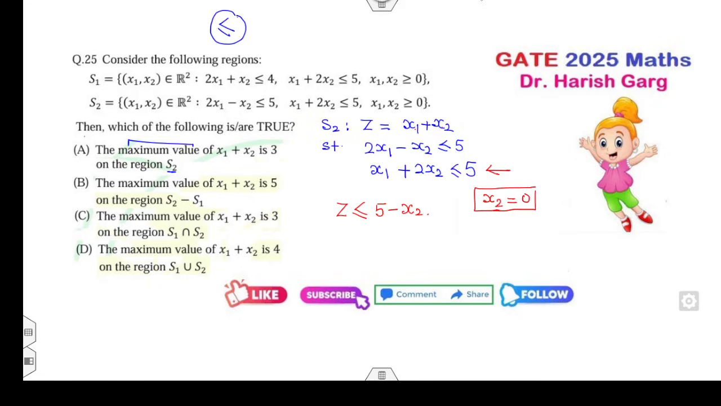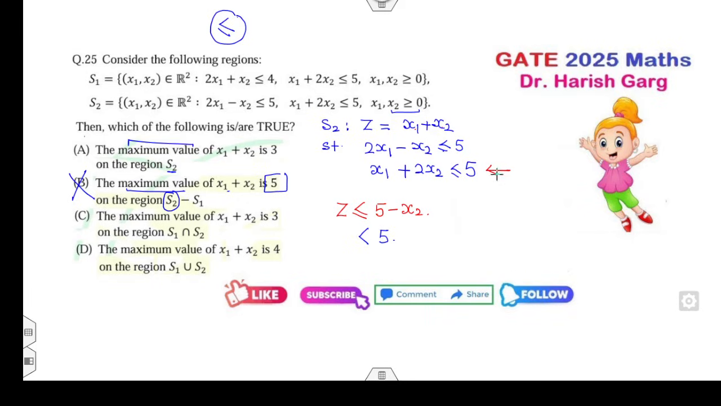If I assume that x2 is 0, what is the value of x1 from the first constraint? 5/2. From the second constraint, 5. They are not the same. If they are not the same, that means the solution is not possible. Therefore x2 can never be 0, and x2 is positive. This means the answer will definitely be less than 5. It won't be 5. When would it be 5? When x2 is 0, which is not possible. So the maximum value of x1 plus x2 is not 5 on S2. That option is cancelled because it should be less than 5.